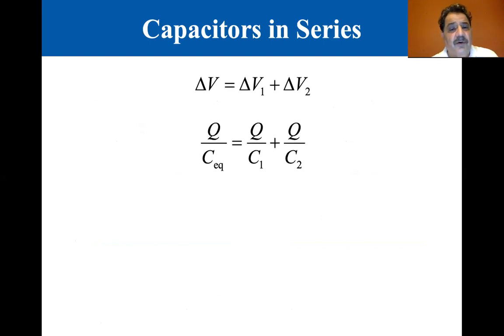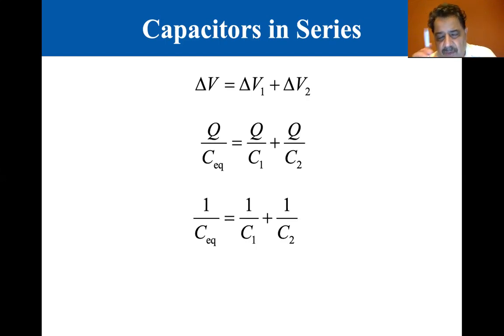Delta V is equal to Q over C. So the delta V total, Q over C equivalent, equals Q over C1 plus Q over C2. So 1 over C equivalent is equal to 1 over C1 plus 1 over C2.